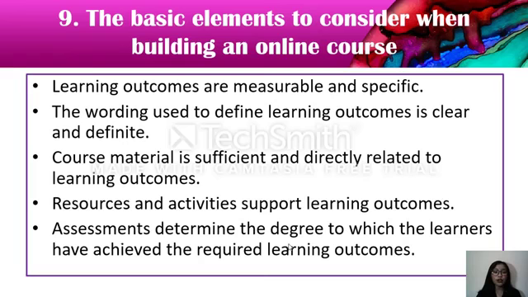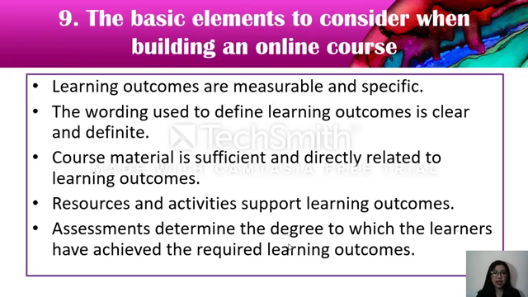And the second is the wording used to define learning outcomes is clear and definite. So the third, the course material is sufficient and directly related to learning outcomes. The fourth is resources and activities support the learning outcomes. So the activities that can be done by the teacher and the students in the online learning course should be based on what learning outcomes the teacher already gave to the students. So it needs to be related. And the next is assessments determine the degree to which the learners have achieved the required learning outcomes. So those are the basic elements to consider by the teacher when they want to build an online course.